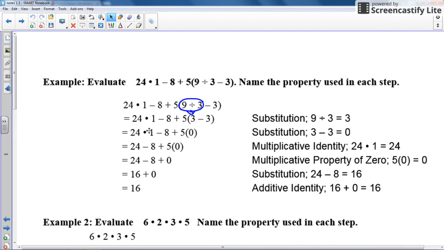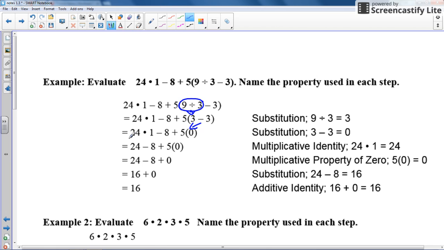Again, we're going step by step, just like we did with our order of ops, and justifying each step with a property. So the first thing we did was 9 divided by 3 is 3. And that's the substitution property. We're just taking an equivalent expression and substituting it for another expression. The next thing we would do is 3 minus 3 is 0. So that's the next step we did. And again, that's just substitution, substituting an equivalent expression for another one.